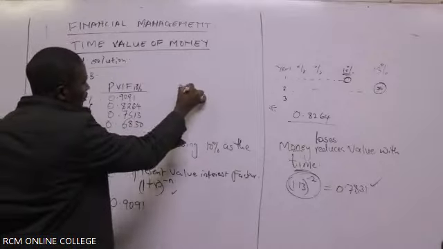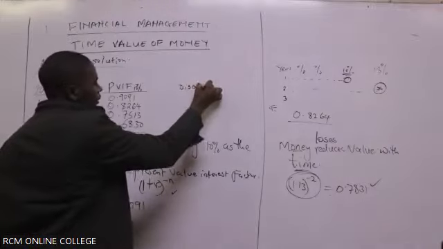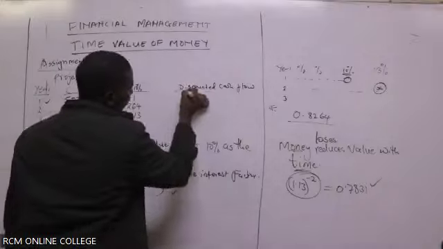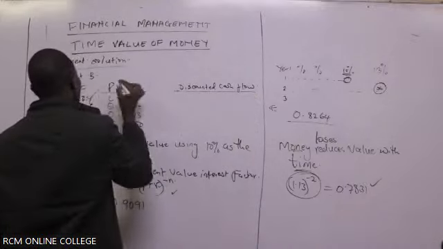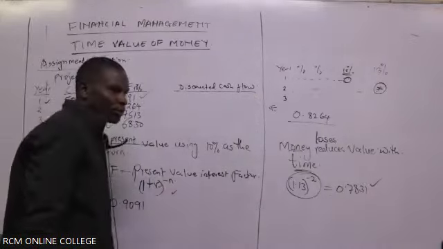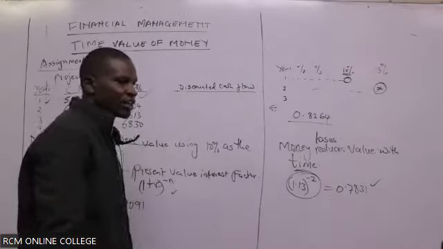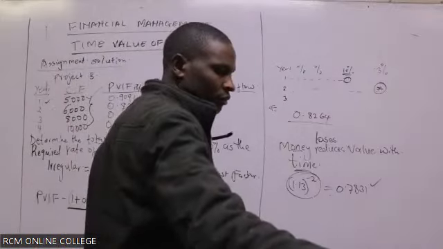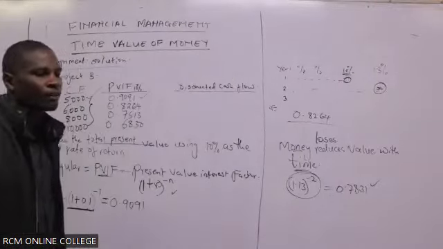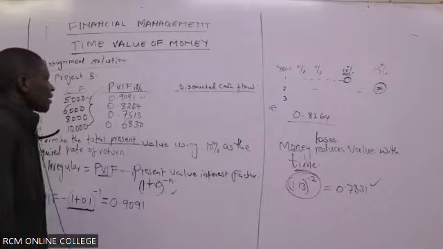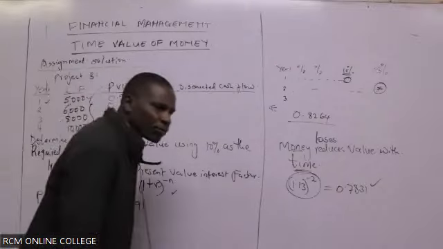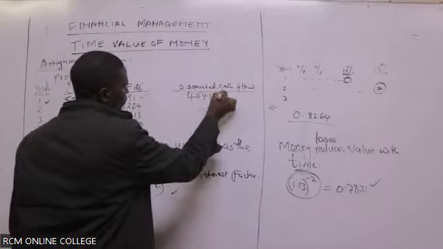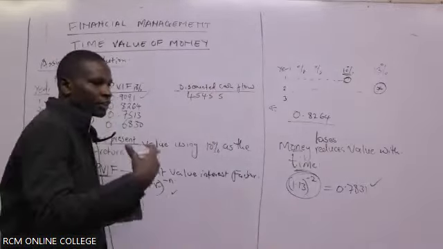Next one. The last one. 0.6830. To get the discounted cash flow, you just take the cash flow times the PV. Cash flow times PV. The first one itatupatia nini? Chanione. The first one, what are we going to get? That is 5,000 times 0.909, 4,545. Second one, let's do it very fast.